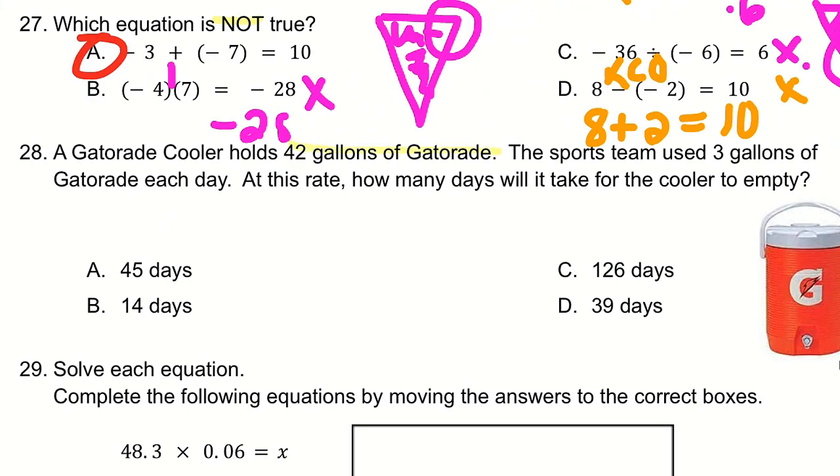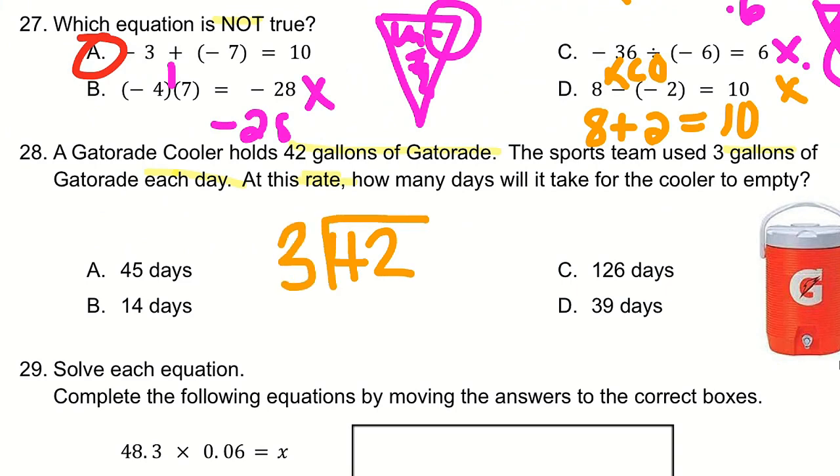42 gallons of Gatorade. The sports team used 3 gallons of Gatorade each day. At this rate, how many days will it take for the cooler to empty? Okay, so it looks like they gave us the total, 42 gallons of Gatorade, and I think we're going to divide. Any objections? No. I do not object.